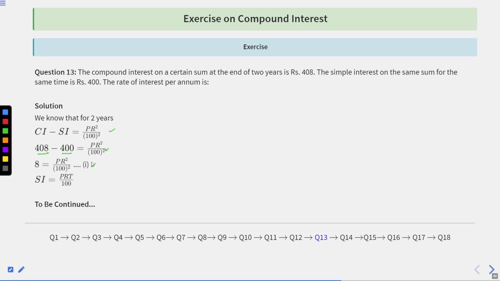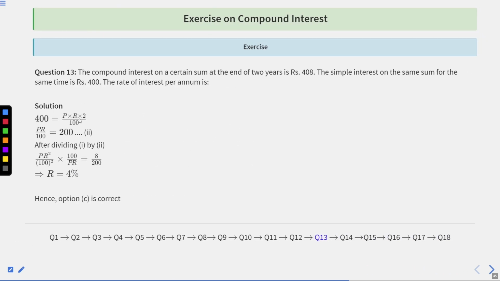That is equation one. And as we know that simple interest is equal to PRT upon 100. So now 400 is equal to PR into 2 upon 100, which gives PR upon 100 equal to 200. So this is equation number 2. Now dividing equation 1 by 2, you will have PR square upon 100 square into 100 upon PR equal to 8 upon 200. So this implies that R equal to 4%. So the option correct here is option C.